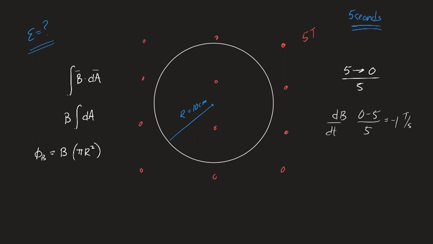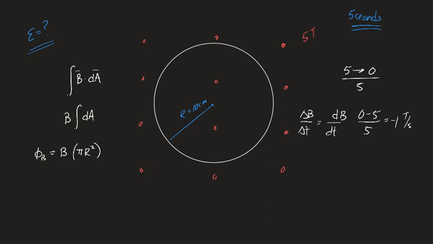Now, I'm sorry. dB is 0 minus 5, the change in magnetic field over the change in time, 5 seconds. For this, because it's uniform, it could be delta B over delta t. That's fine. It's because the field is all throughout the circle and everywhere else, so it's not changing. All that area is 5 Tesla, and it goes from 5 Tesla to 0 in 5 seconds.